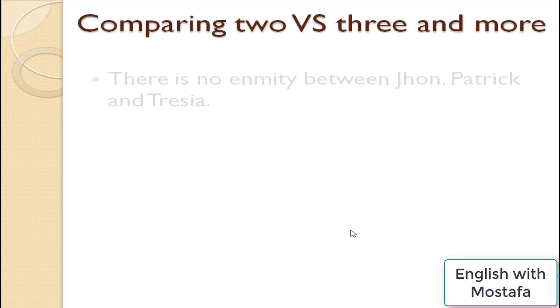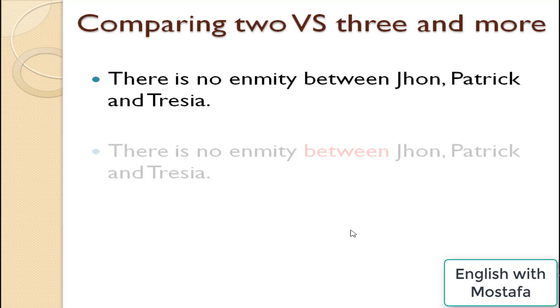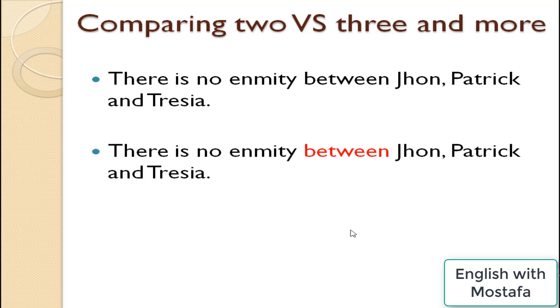Okay, let's have an example. There is no enmity between John, Patrick, and Treasure. Where is the mistake here? Yes, the mistake is in between. However, when you read the sentence for the first time, you think it's correct, right? Because you might write this also. You might write this sentence while you're writing any paragraph or any essay. You might use this sentence. What's the mistake here? We actually have to change between to among.